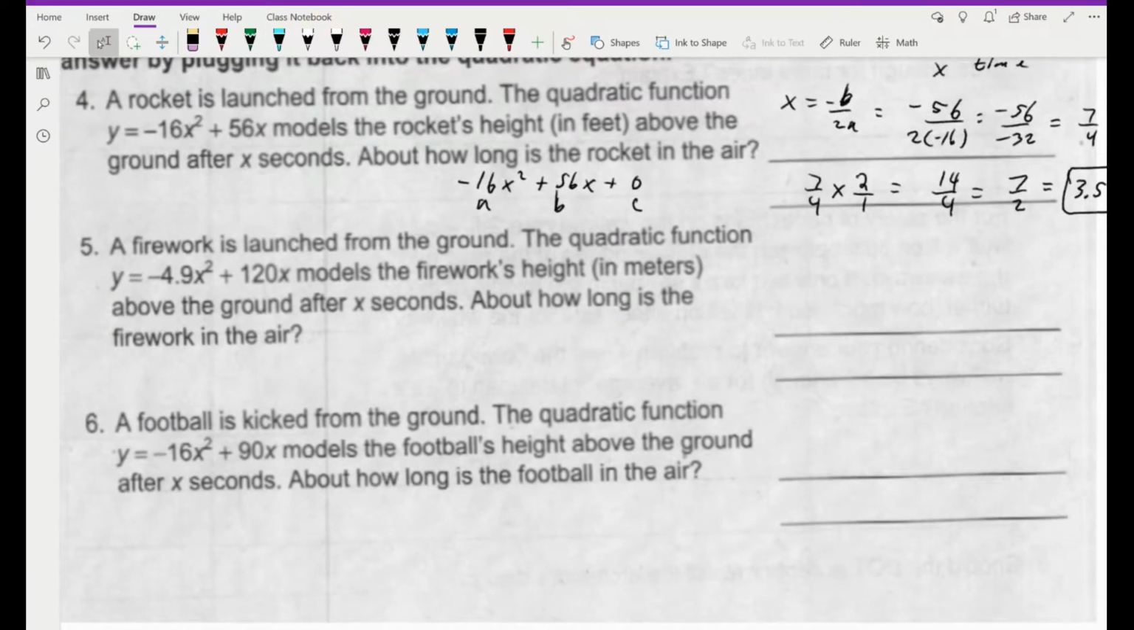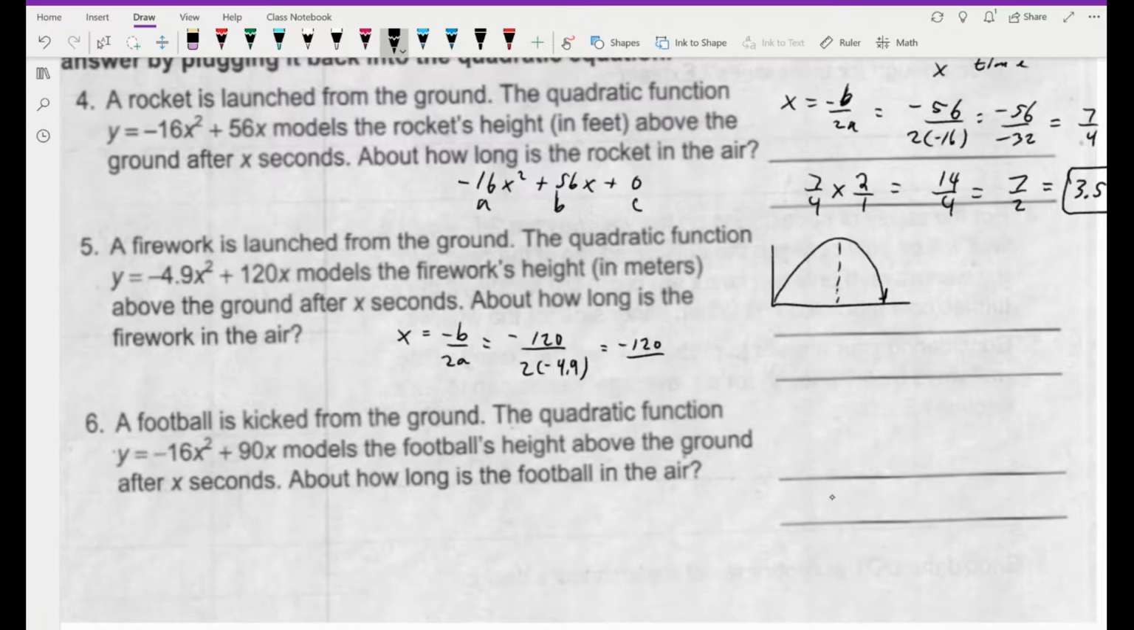Now, number 5, a firework is launched from the ground. The quadratic function minus 4.9x squared models it. Again, it's the same idea. Basic projectile motion here. We need to find this value right here. We know that a is negative 4.9 and b is 120. So we can use x equals negative b over 2a. Negative 120 over 2 times negative 4.9. And we'll get minus 120 divided by negative 9.8.